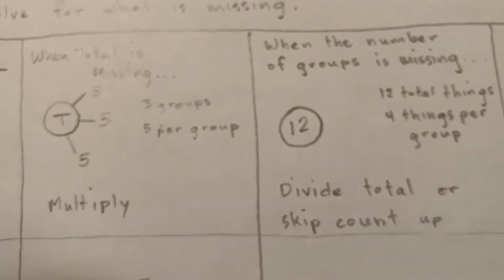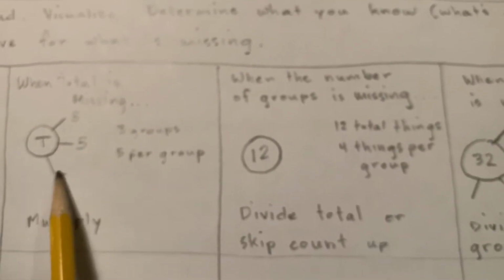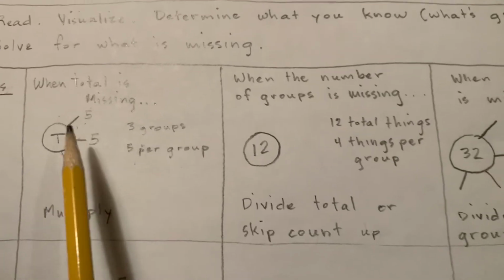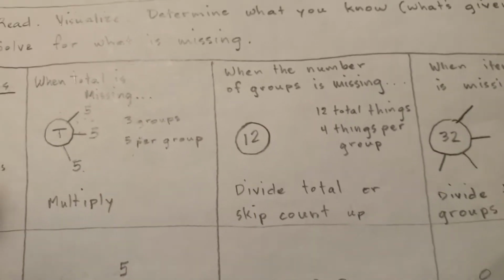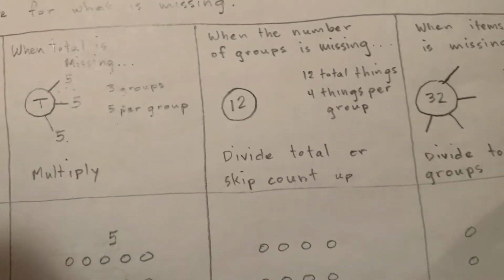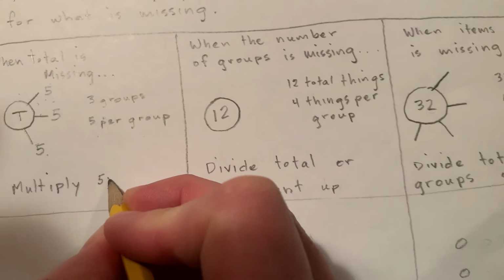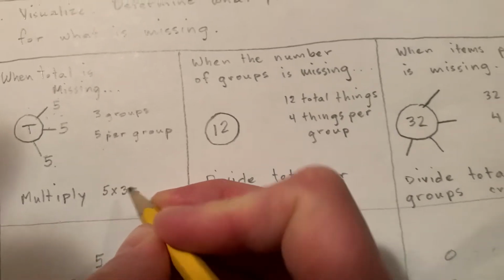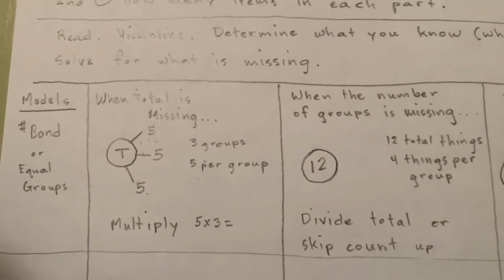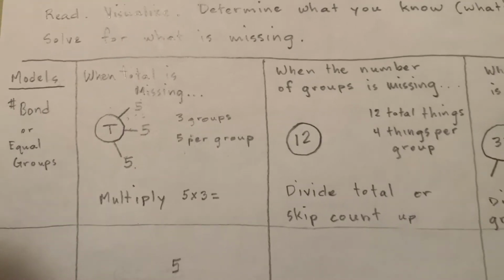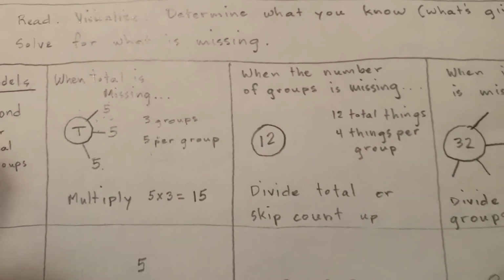When we look at the equal group model, the total is divided into 1, 2, 3 parts, and each equal part has 5 in it. In this case, we would be multiplying to find the total. We've got 5 things in 3 groups, so we would multiply 5 times 3 equals, and if you don't know your facts, you can skip count. You can skip count by 3s or by 5s. I'm going to count by 5s. 5, 10, 15. There are 15 total things.